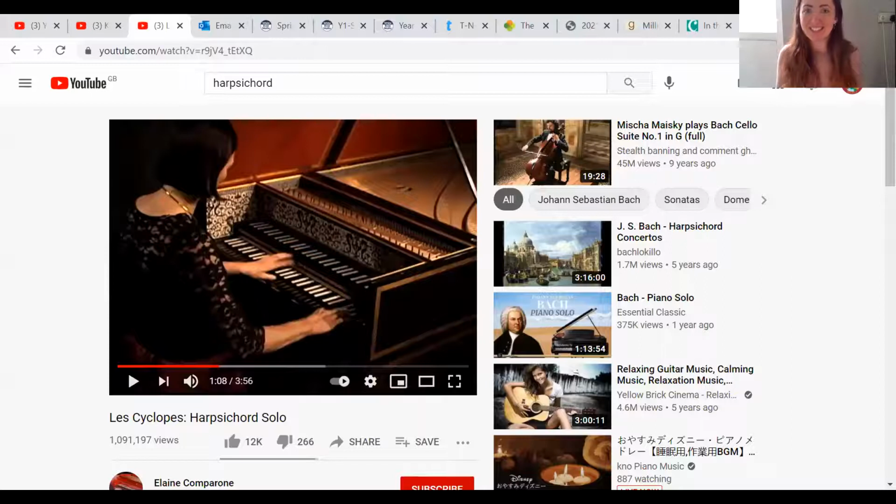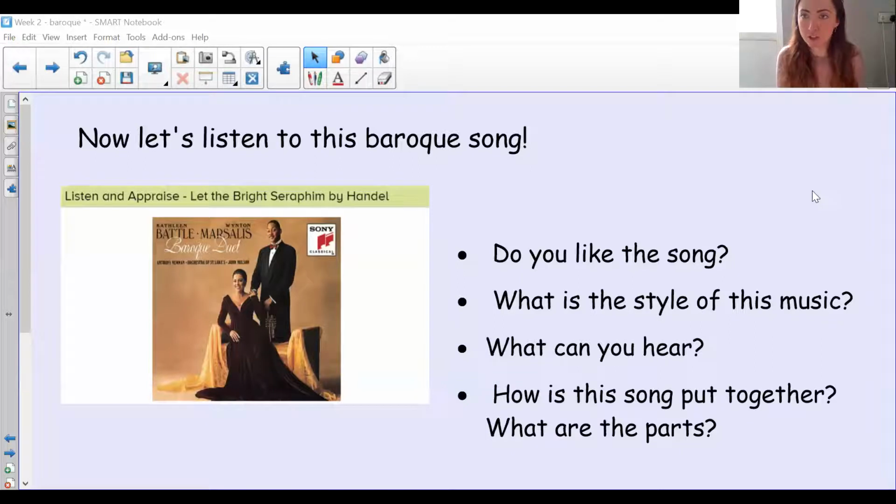So now that you've heard that, maybe go back and have a listen to the song again and see if you can really identify that harpsichord sound. So let's go back to... So now we're going to listen to another Baroque song.